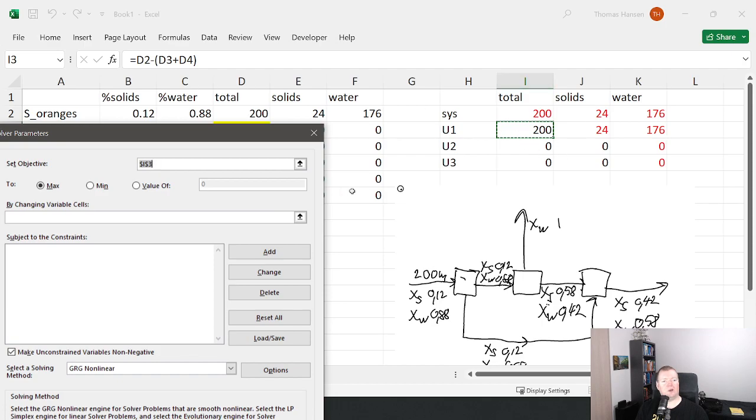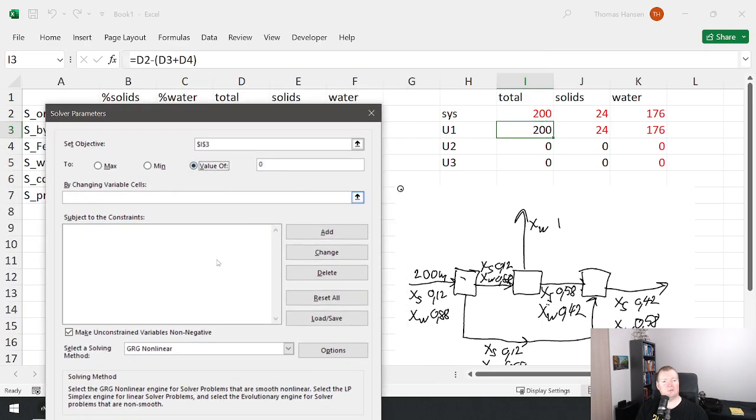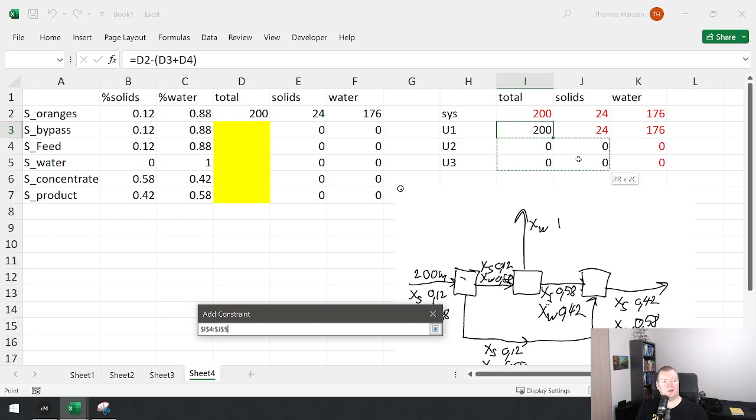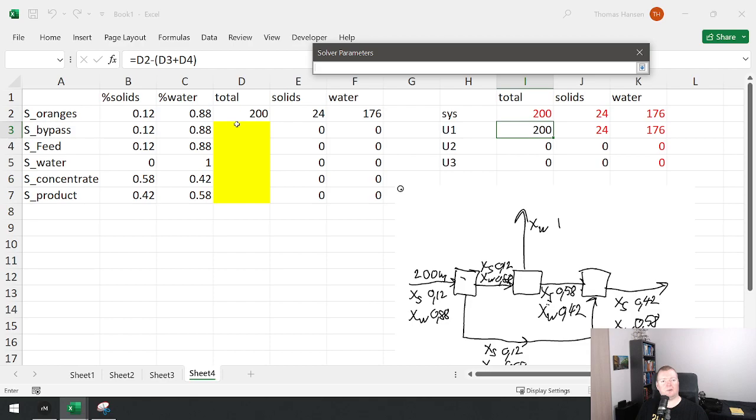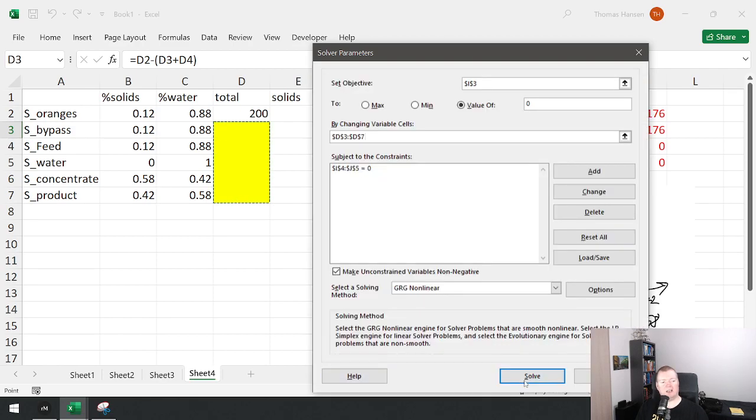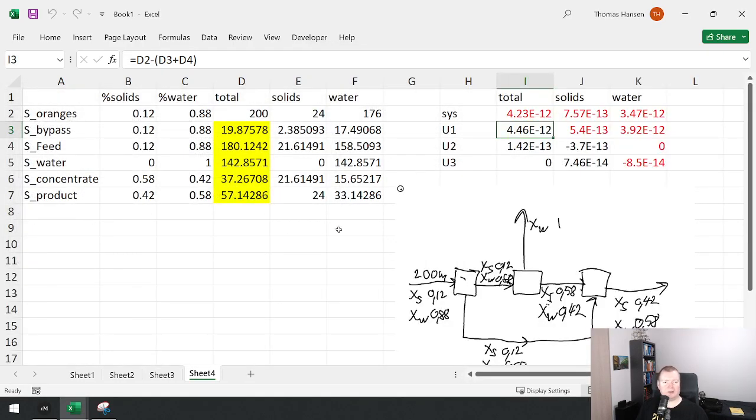I want one equation and only one of them to be 0. I want all of the others here to be 0. And I want Excel to change all of these lovely values. Solve. Excel found a solution. All of my equations are close to 0. Masses are positive. Does it make sense? Sending in 200, and I'm removing a ton of water and left with about 57 kilograms of product.